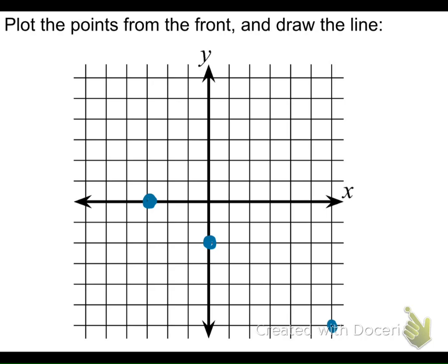1, 2, 3, 4, 5, 6. So I go over 1, 2, 3, 4, 5, 6, and go up 2. Then I draw my nice line using a straight edge, making sure I go from one side of the coordinate plane all the way to the other with arrows. These lines are the ones that are hard for me to draw.